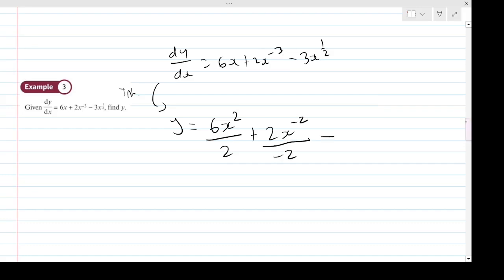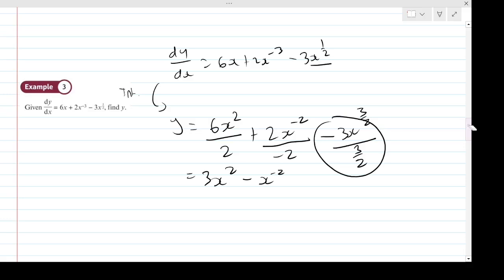Then lastly, we have minus 3x to the half. Then we integrate the x part. So a half, the power add 1. A half add 1 is 3 over 2. Then we divide by 3 over 2. Okay. And then we can just simplify these fractions, right? Well, 6 over 2 is just 3. So 3x squared. Then 2 over minus 2 is just minus x to the minus 2. Then this last part here, this is minus 3 divided by 3 over 2.